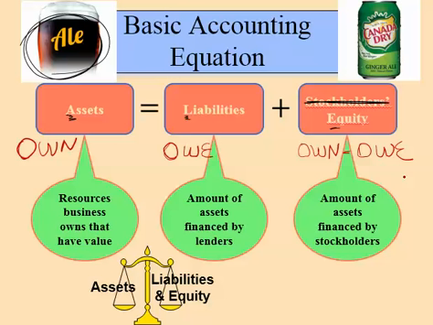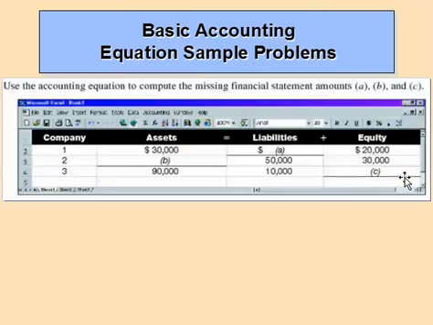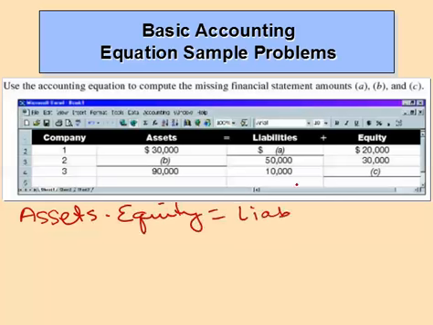Let's look at a quick example of how we might manipulate that basic accounting equation, and then we'll expand on it a little bit later. So if my assets are $30,000, my liabilities are unknown, and my equity is $20,000, what are my liabilities? Well, we can reorganize the basic accounting equation: assets minus equity equals liabilities. So if my assets are $30,000 and my equity is $20,000, that means my liabilities must be $10,000.